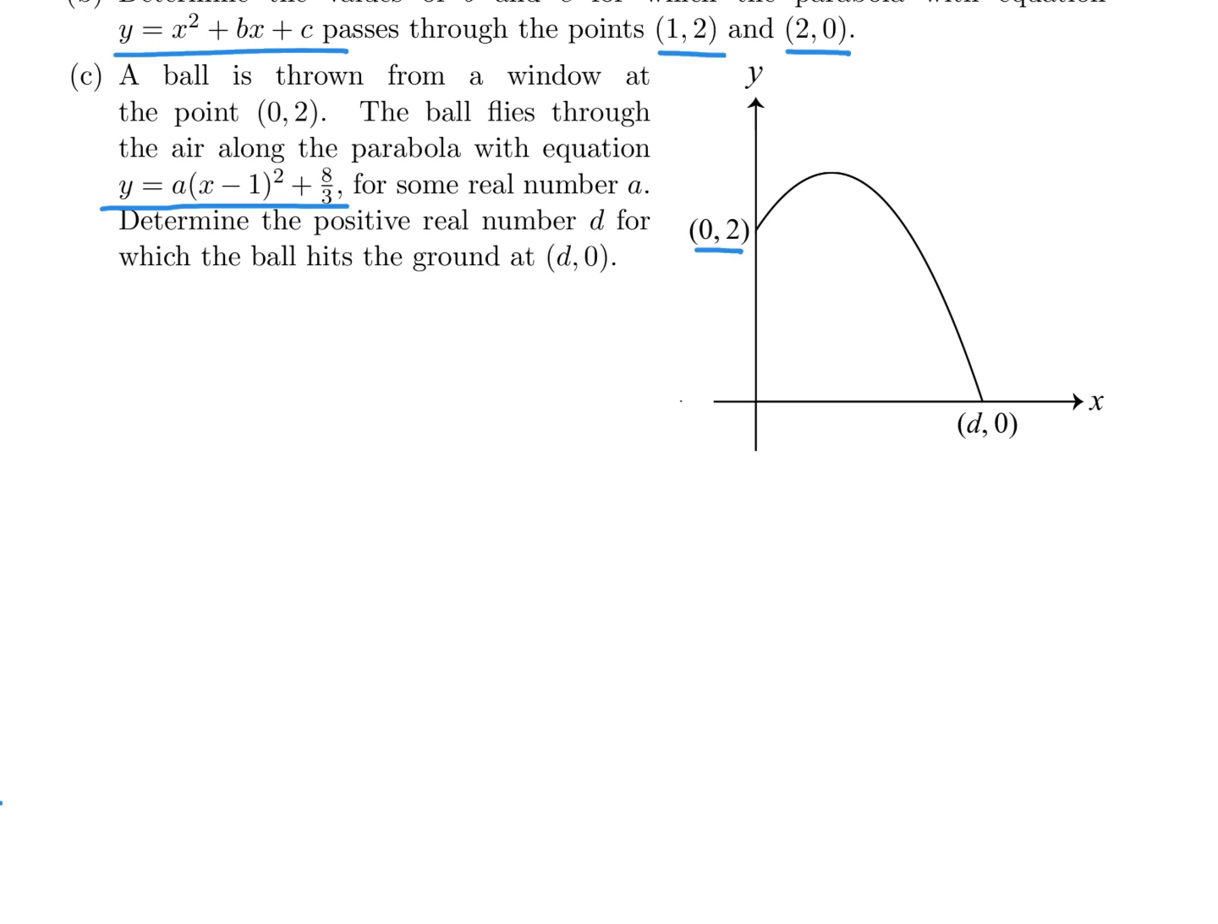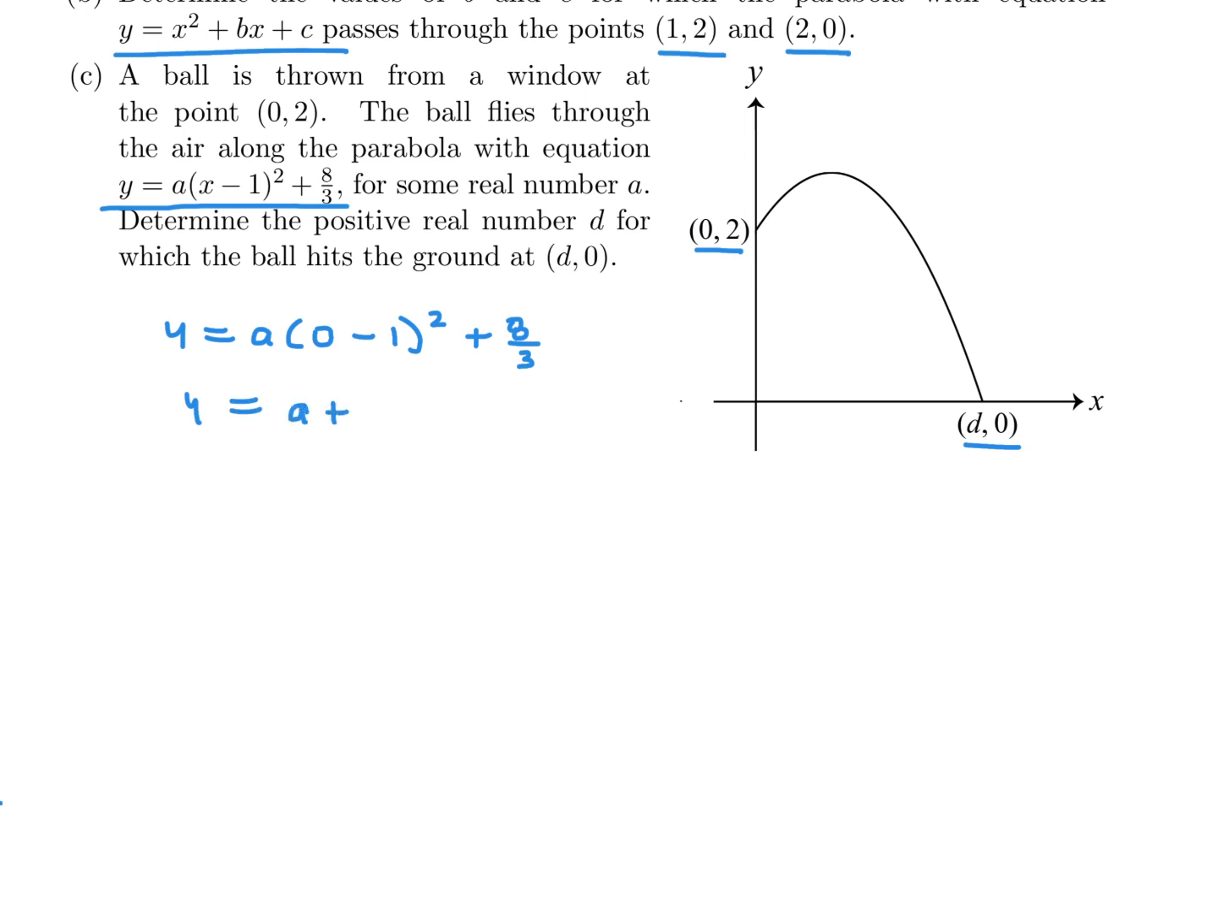They've given you 2 points. And you're going to have to sub it into this equation. So let's sub in the (0, 2) first. So we get y is equal to a times (0 for x minus 1) squared, plus 8 over 3. And that, let's see, what does that do? It just gives you a, right? Yeah, it just gives you a.